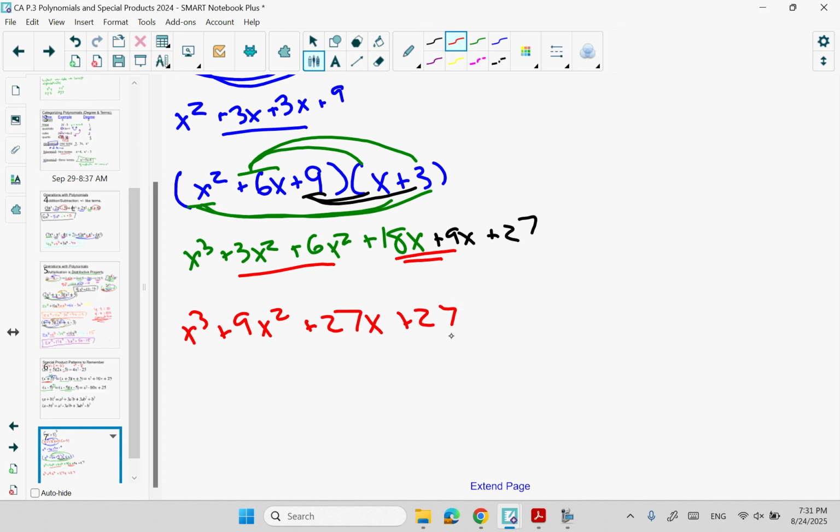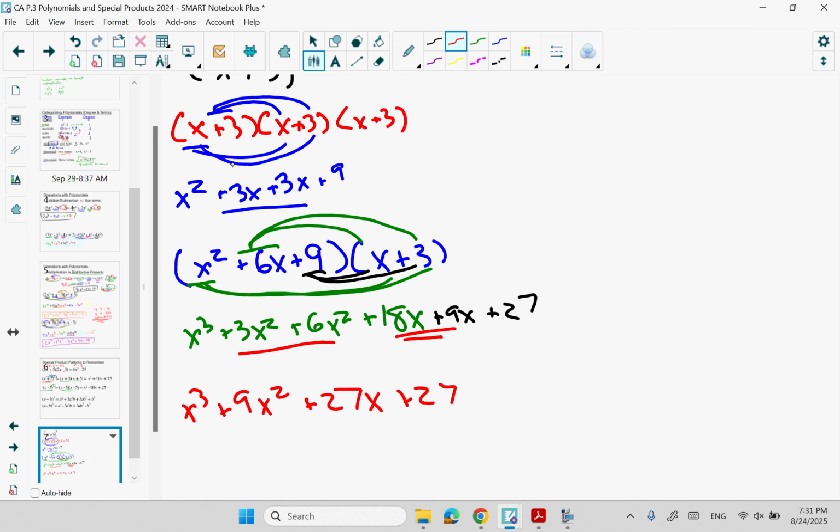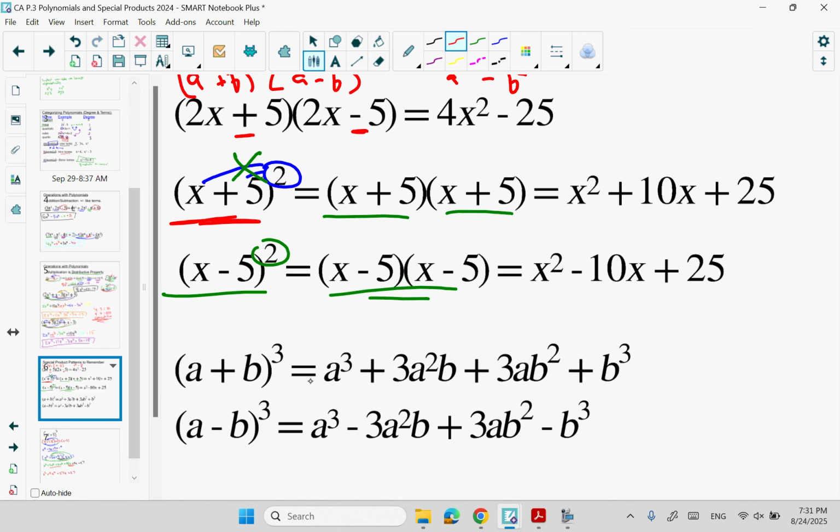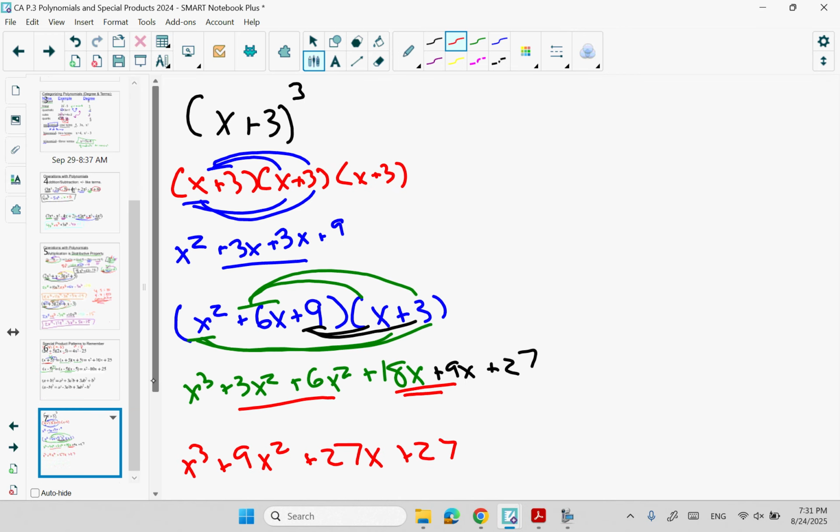Now that works out fine and dandy. The thing is, though, that's a lot of multiplications. I multiplied 4 times here and 6 more times here. I combine terms here and I combine terms there. So that is all sorts of steps you can mess up. However, if I use this formula right here, so this idea that a cubed plus 3a squared b plus 3ab squared plus b cubed gives me that thing.